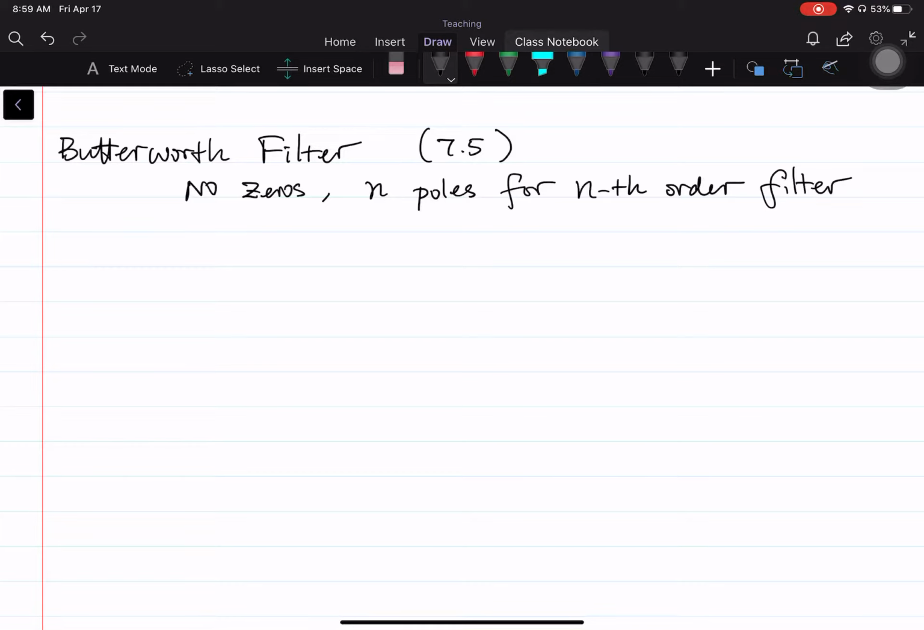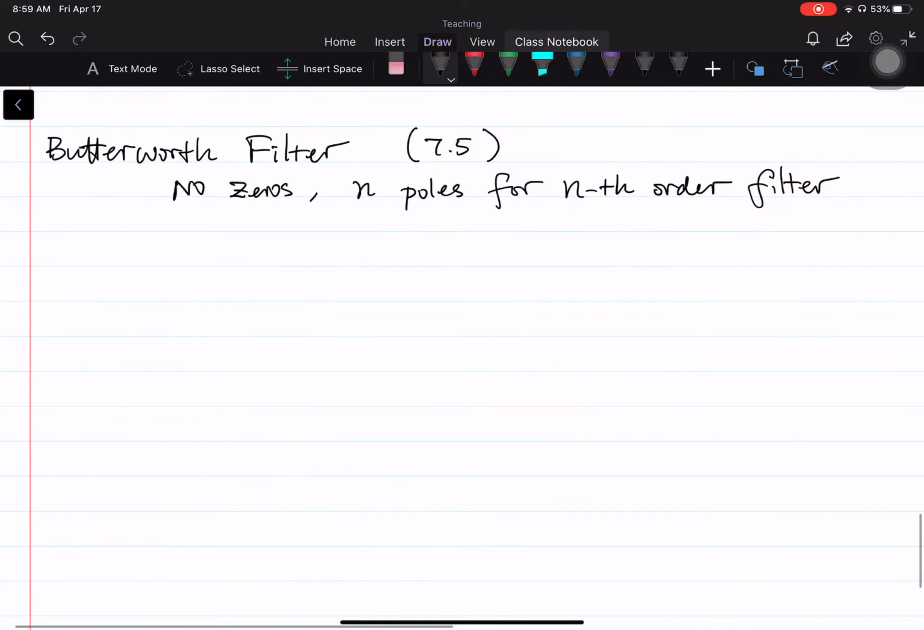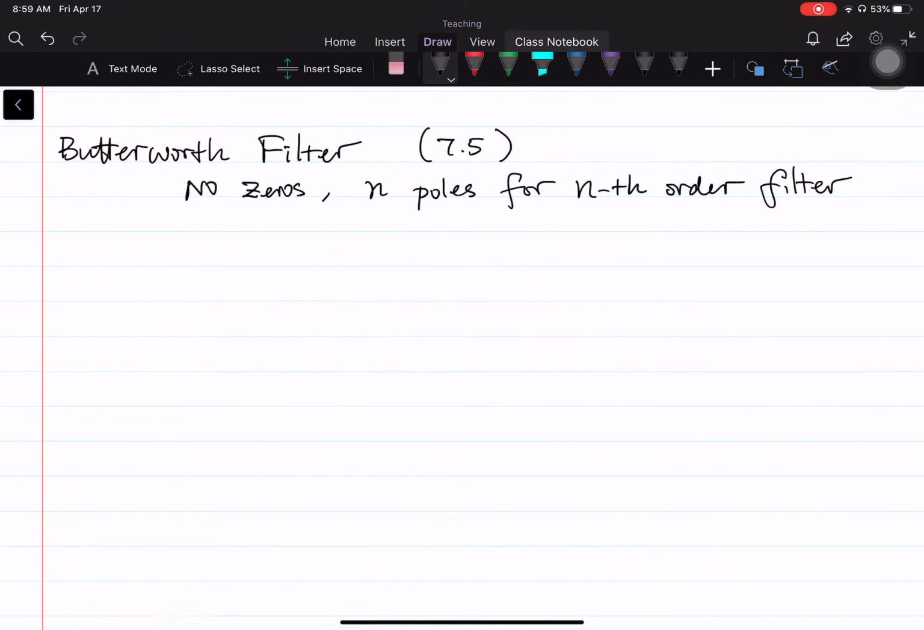So the arrangement of the poles will be like this. It depends on whether n is an odd number or an even number. Let's first look at the odd number scenario. That's when n is equal to 1, 3, 5, and so on. Okay. So again, let's say we have our complex plane.